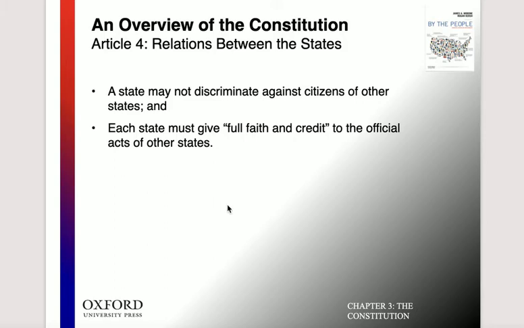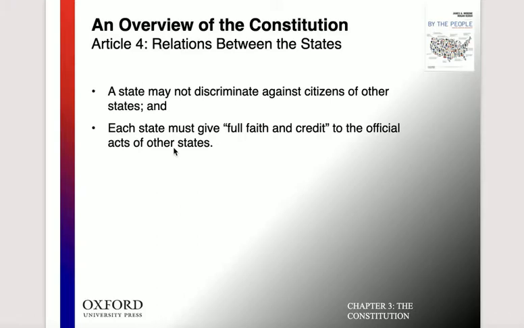The fourth article is about the relationships between the states. Mainly, the two things you need to remember: a state may not discriminate against citizens from other states. So whatever laws are in the state of Nevada, if you come from California, they should apply to you too. So whatever laws or privileges you have, you can't say, for example, the right to buy marijuana is only for people who live in Nevada. It has to include anyone who comes to Nevada, if that makes sense.